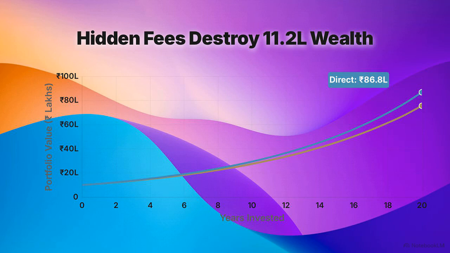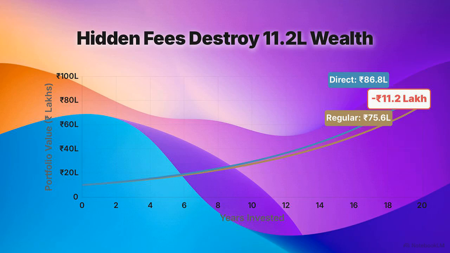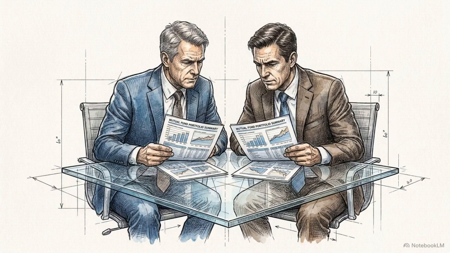Line A, representing a direct plan, reaches 86.8 lakh rupees. Line B, representing a regular plan, lags significantly behind, capping out at 75.6 lakh rupees. The variance between these two supposedly identical investments is exactly negative 11.2 lakh rupees. This outcome entirely defies standard market logic.